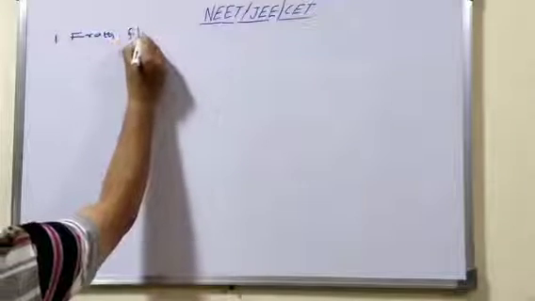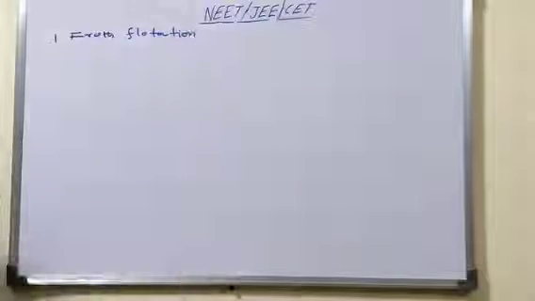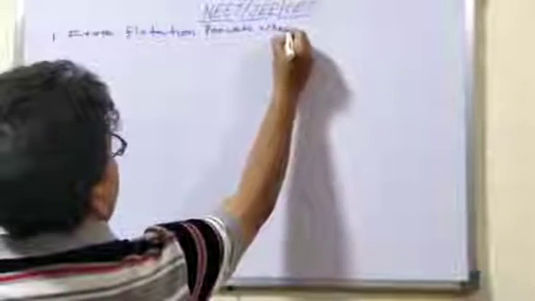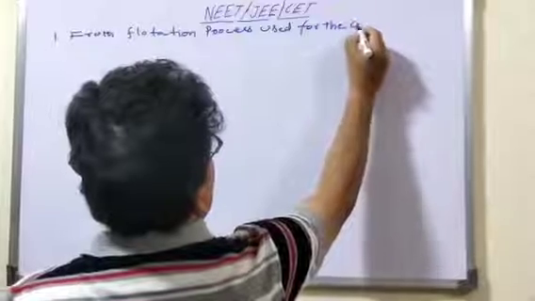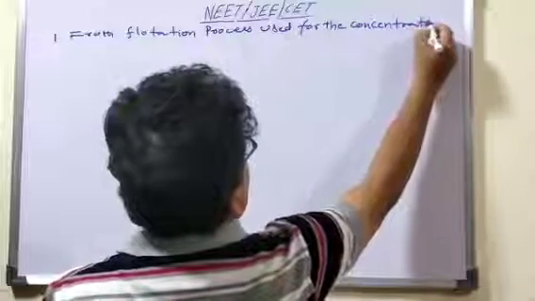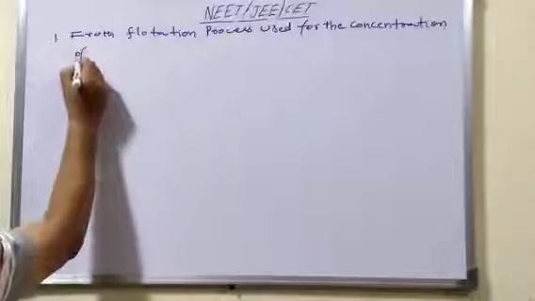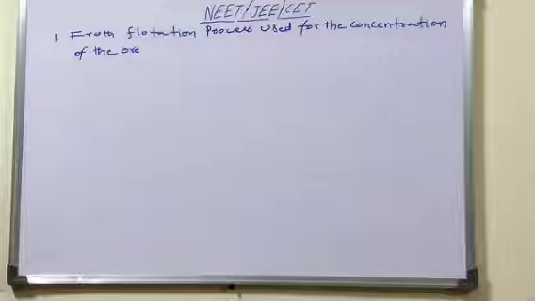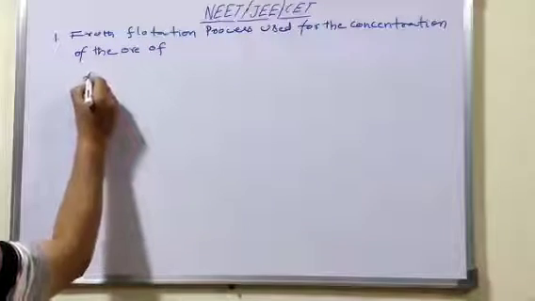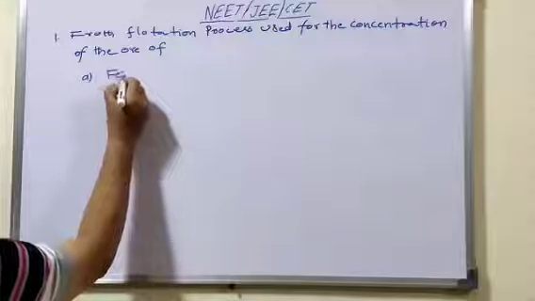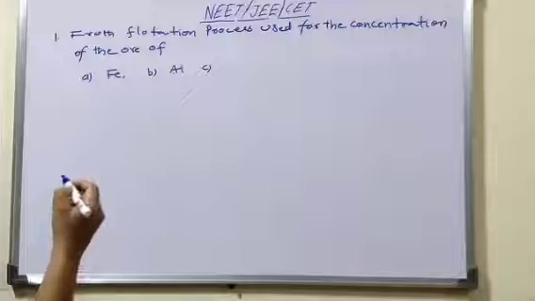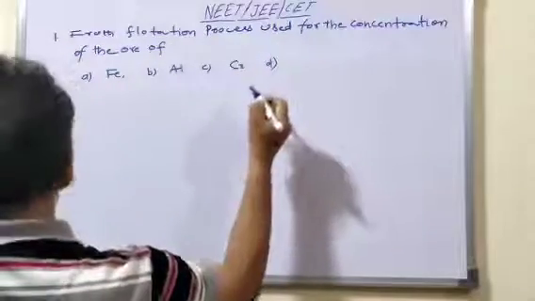Froth flotation process used for the concentration of the ore of: option A iron, option B aluminum, option C chromium, option D copper.